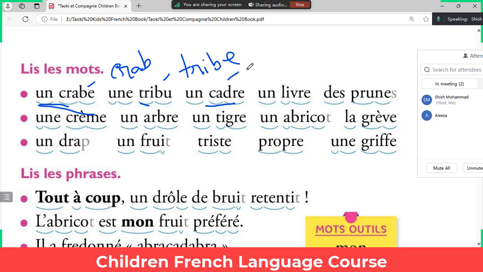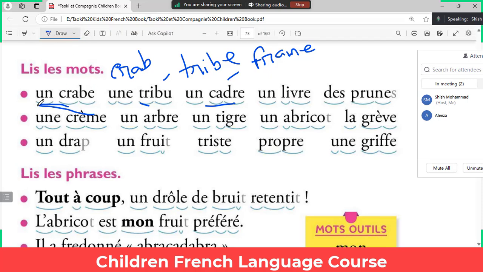Cadre, cadre means we can say frame. F-R. Sir, do I have to know the accent? Like in the word, do we have to write an accent over the E? No accent. No. Just like this. I'm just pointing them, that's why. Okay. Frame or framework, we can say. Un cadre. F-R-A-M-E. Frame or framework. Then un livre. Livre means book. You don't need this one, it's an unusual word.